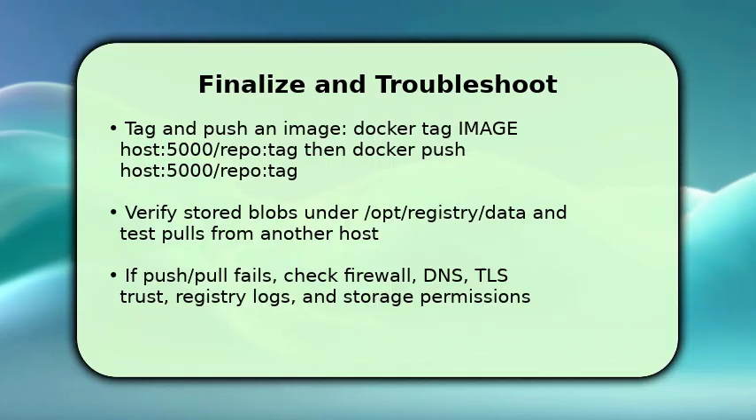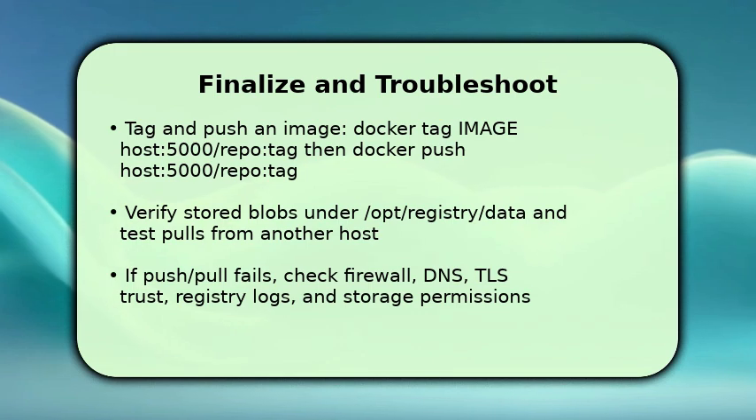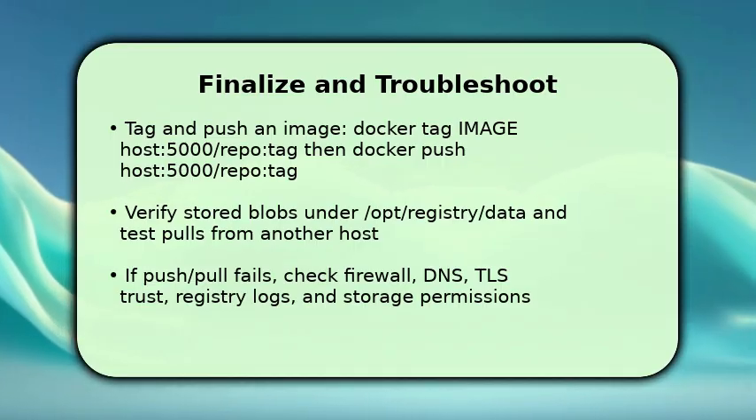If something goes wrong, inspect registry logs, verify port 5000 and 443 are reachable. Ensure file permissions on /opt/registry/data allow Docker access, and confirm DNS resolves to the registry host.